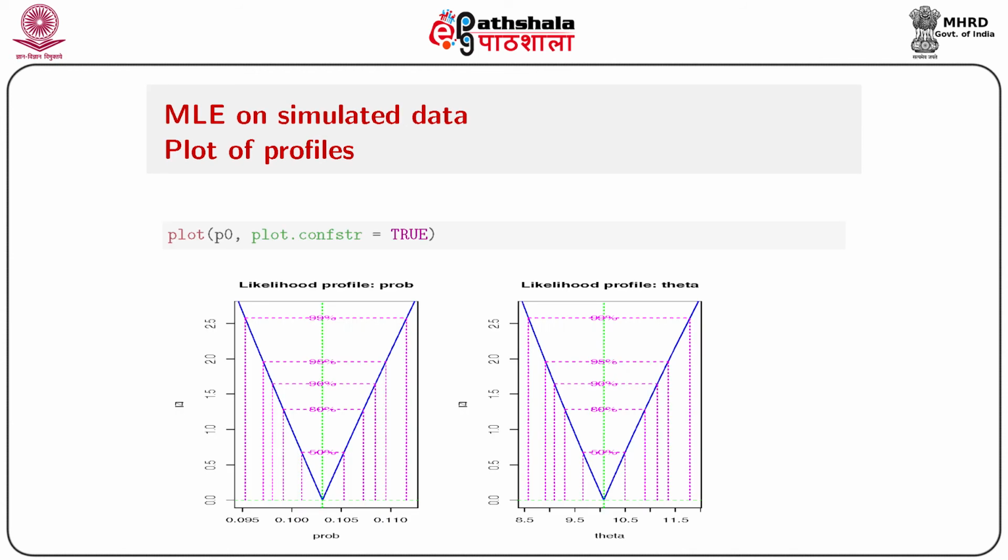And then we can get the plot of the profile. We can plot p0, with plot(p0, conf.str = TRUE). So this is the profile likelihood with the confidence interval; the profile would be plotted, and with conf.str true, you will get this plot.